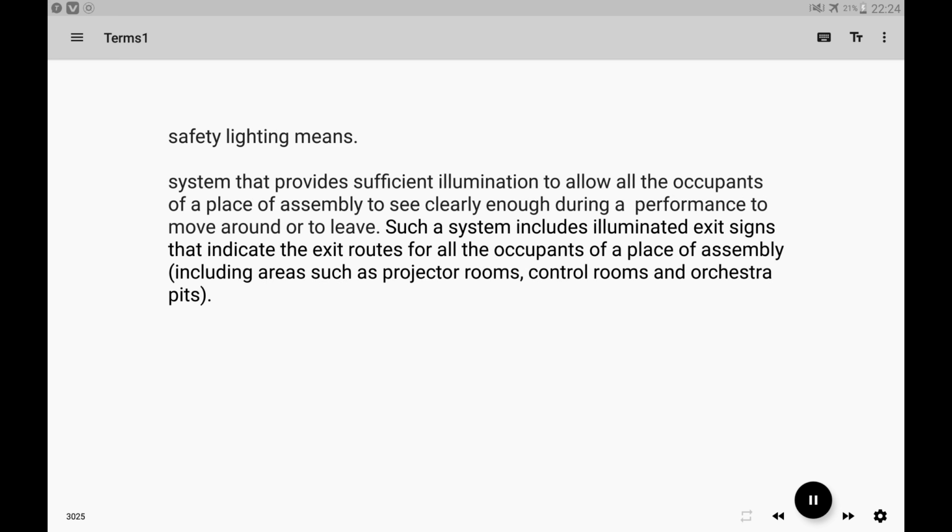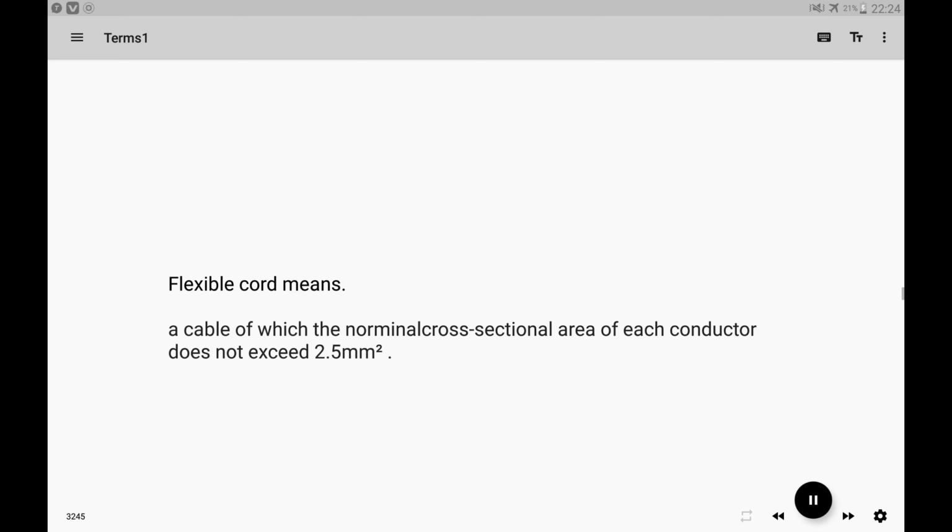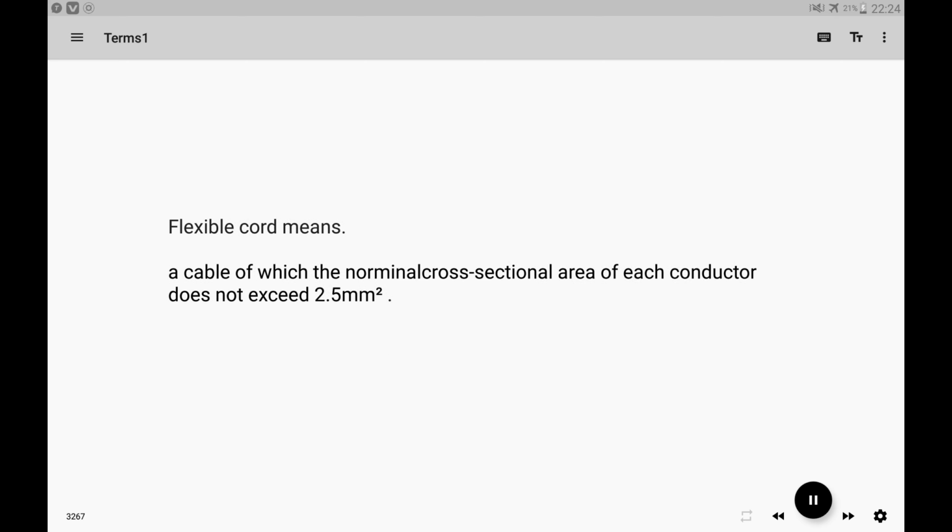Such a system includes illuminated exit signs that indicate the exit routes for all the occupants of a place of assembly, including areas such as projector rooms, control rooms, and orchestra pits. Flexible cord means a cable of which the nominal cross-sectional area of each conductor does not exceed 2.5 square millimeters.